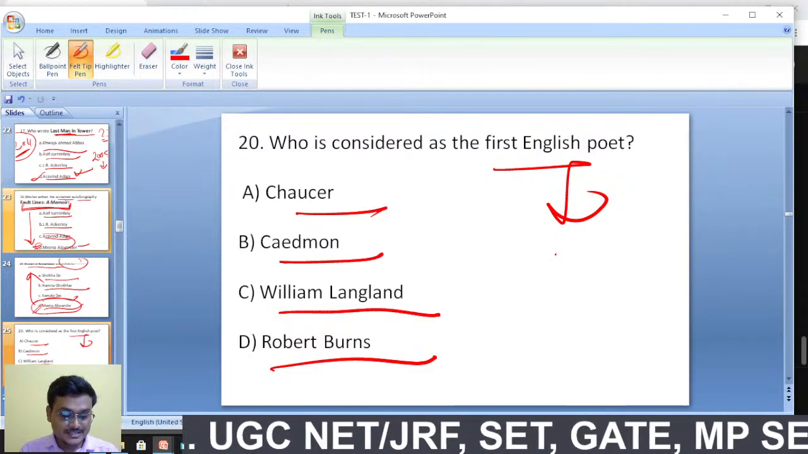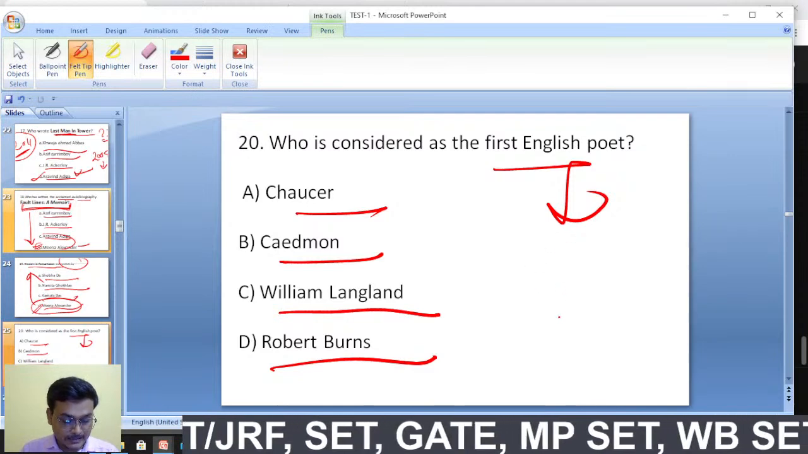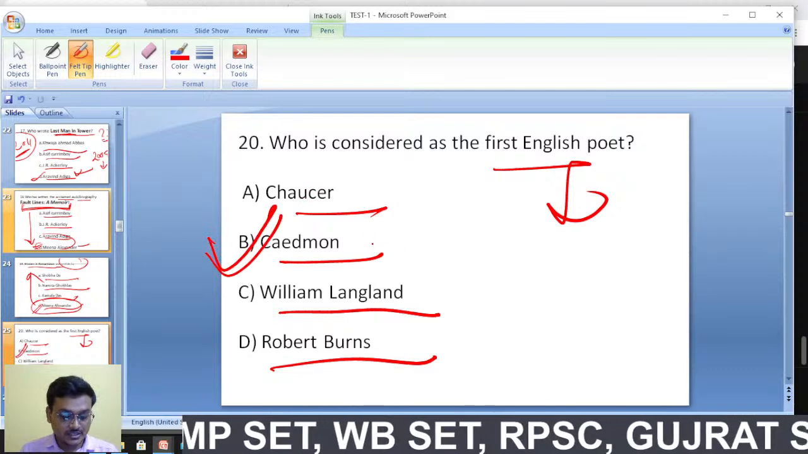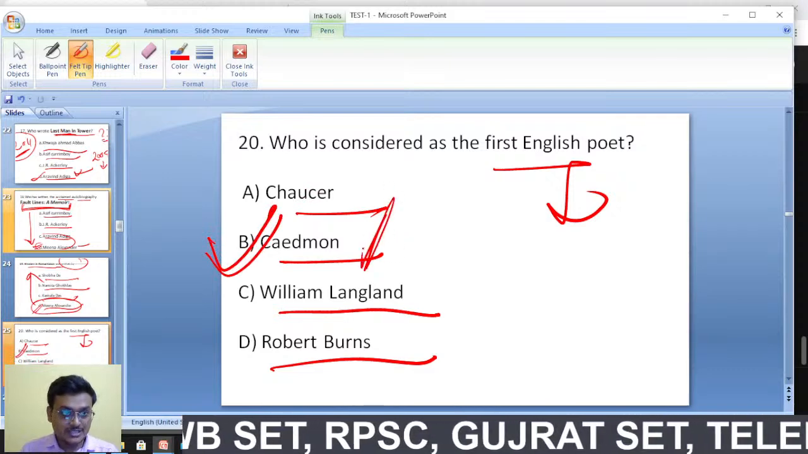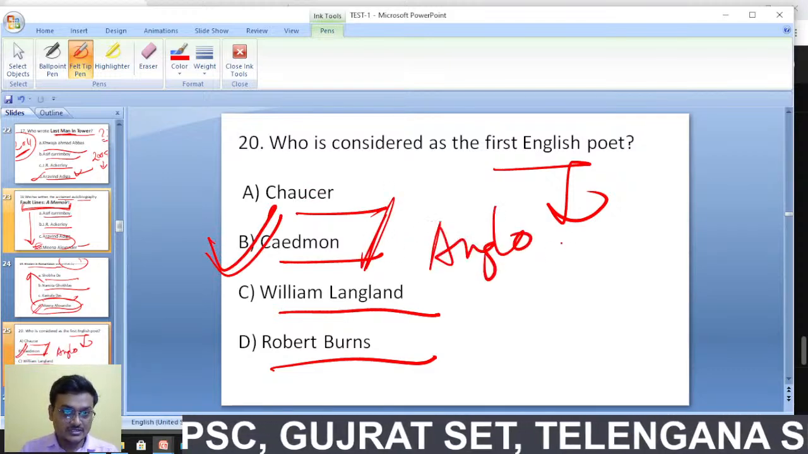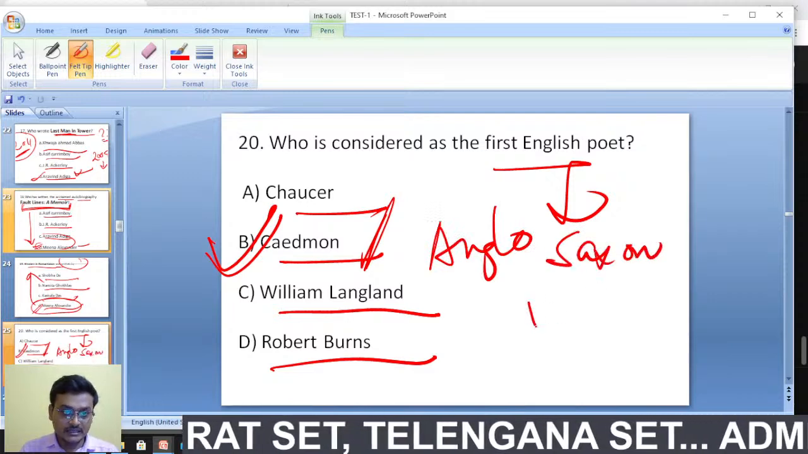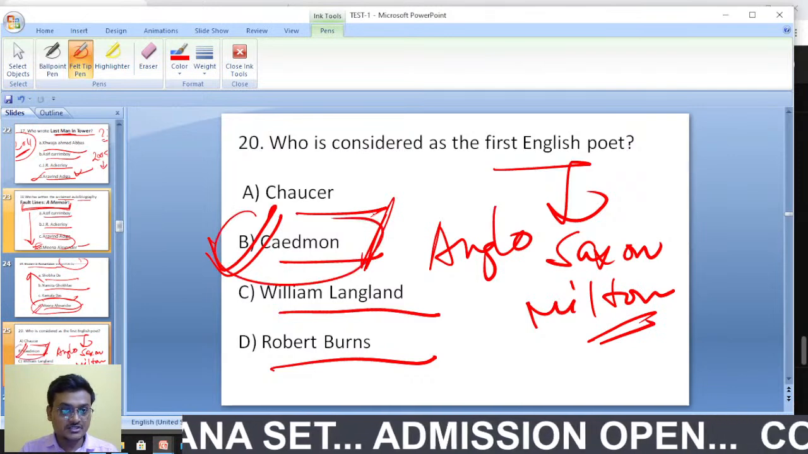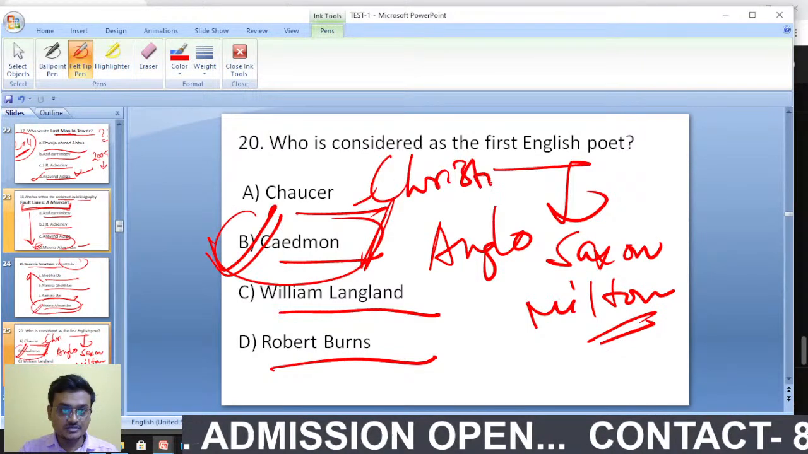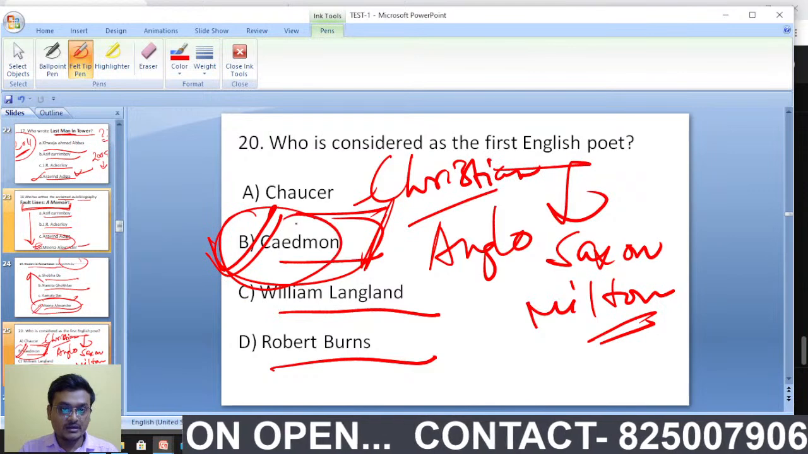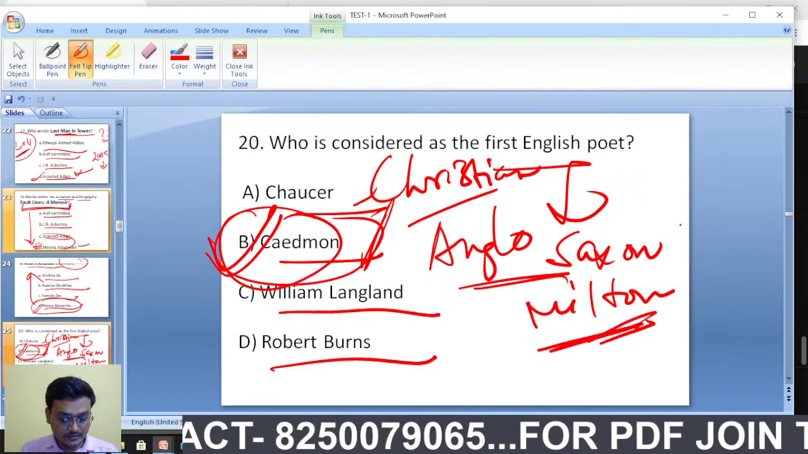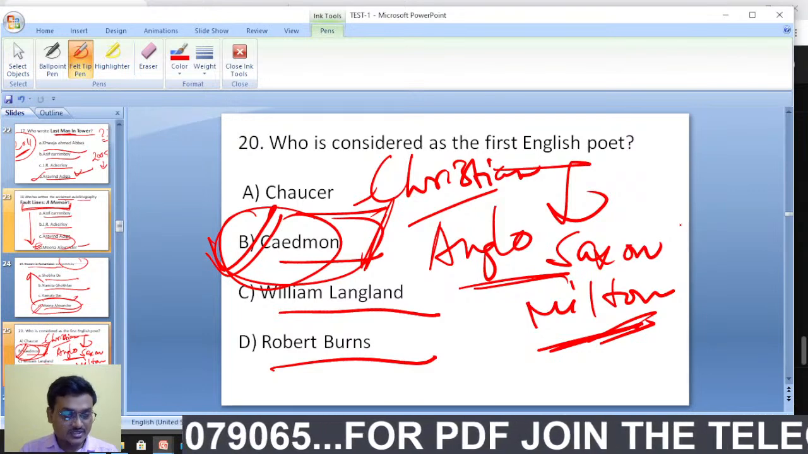Cadman is the first English poet. He is also known as Anglo-Saxon Milton. Cadman, the first Christian poet. The first Christian poet here, that is Cadman. He is also known as Anglo-Saxon Milton. Write it down. Yeah. So Atmaja, have you shifted?